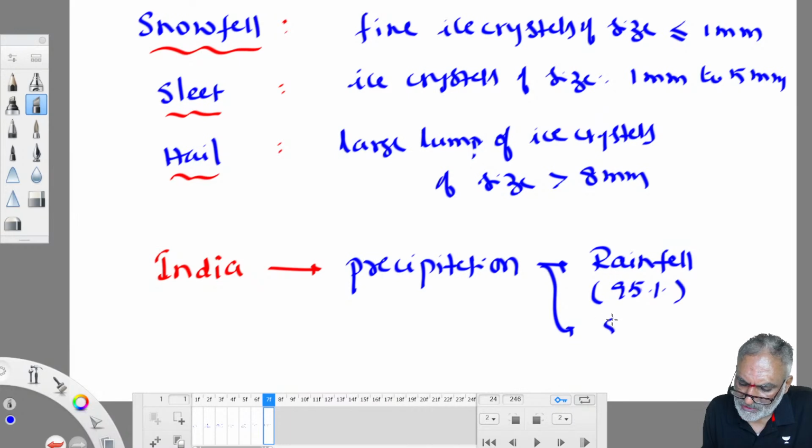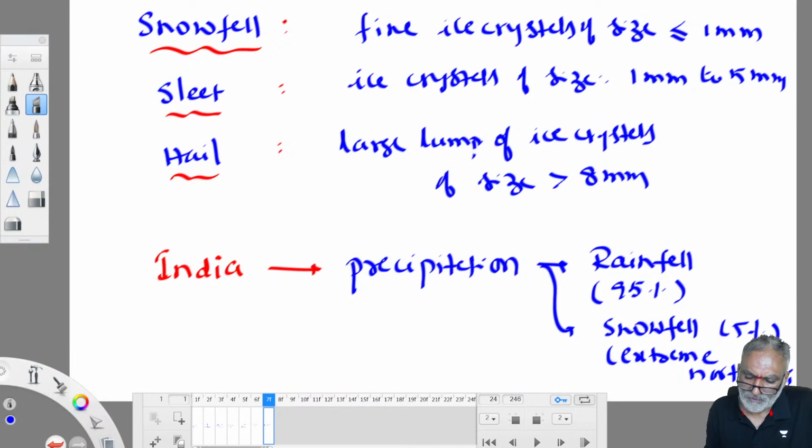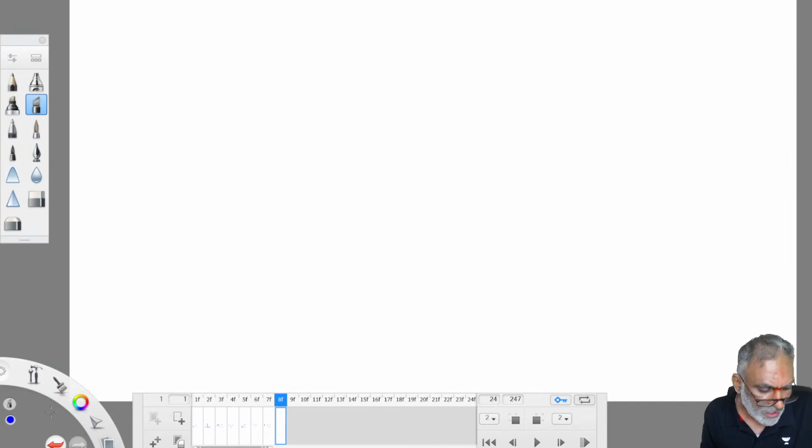Only in extreme north India, some places we receive snowfall as well. So 5% of the places in extreme north India, Jammu Kashmir, Himachal Pradesh, Arunachal Pradesh, we also receive snowfall. 95% of precipitation in India is only in the form of rainfall. So therefore, whenever we talk about precipitation, by default it is rainfall in India. Understood? Is it okay for you?